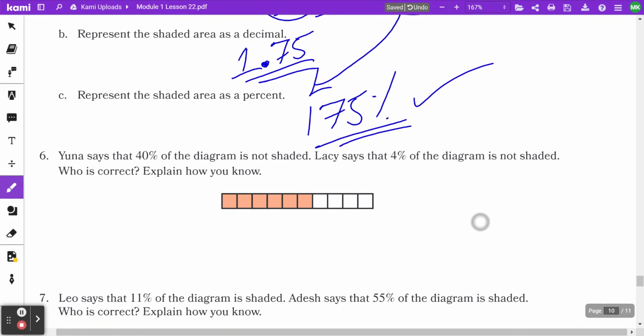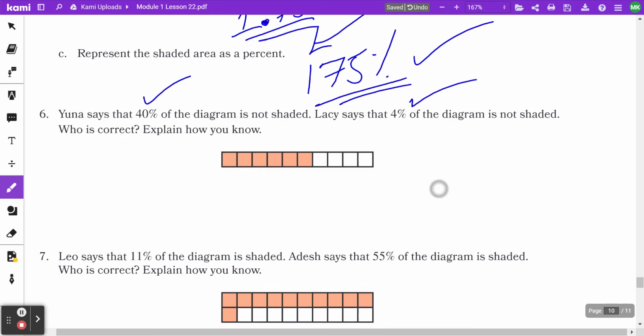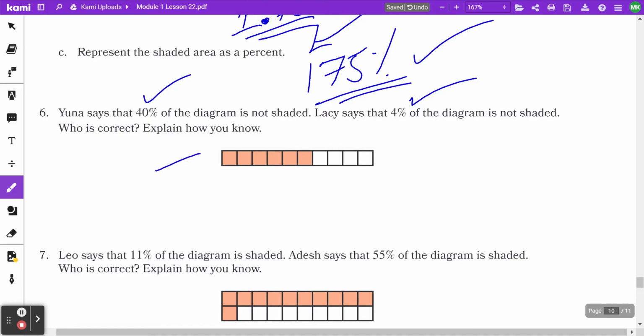Okay. I might as well keep going here. Eunice says that 40% of the diagram is not shaded. Okay. Lacey says that 4% of the diagram is not shaded, who is correct? Well, this whole thing is out of 10. Let's see, it's not out of 100. Okay, if it was out of 100, we'll convert that in a second here. So 1, 2, 3. Oh, not shaded. Careful. 1, 2, 3, 4. So it's 4 out of 10 that's not shaded.